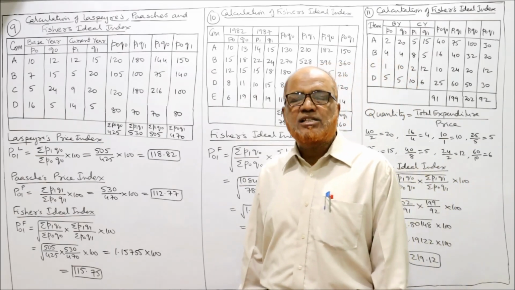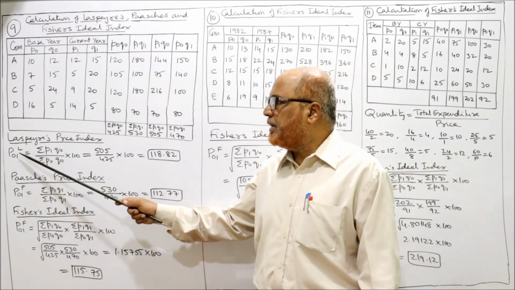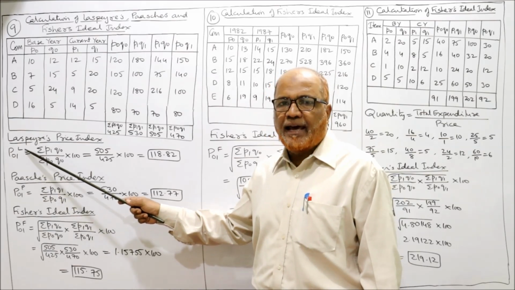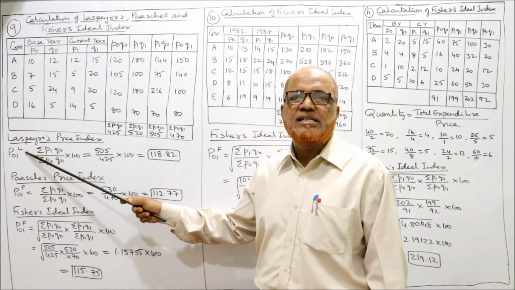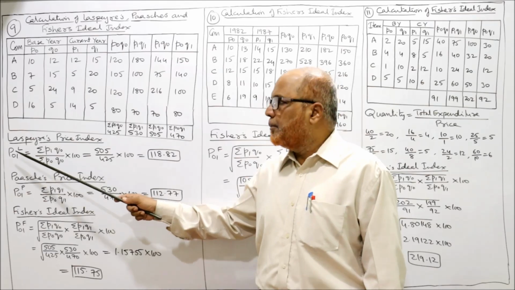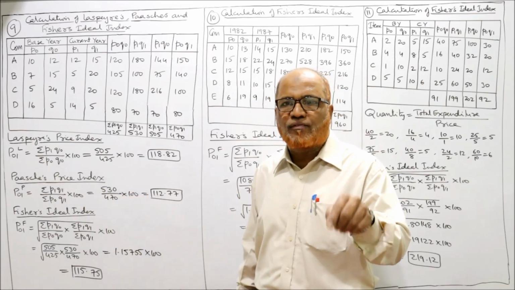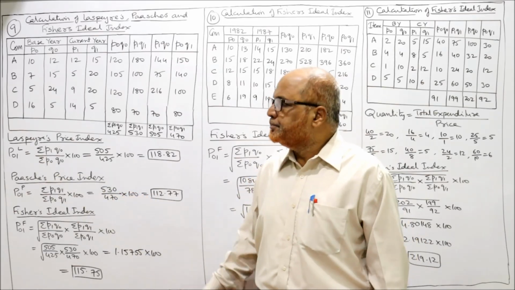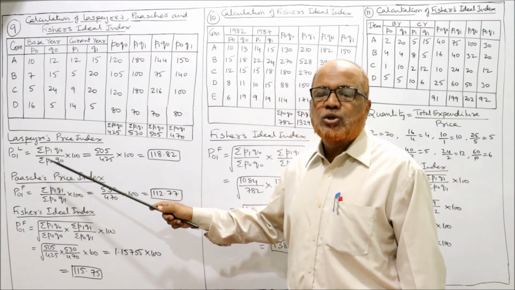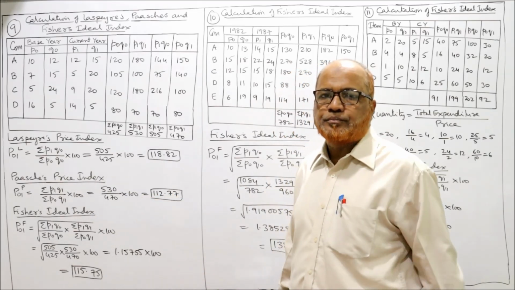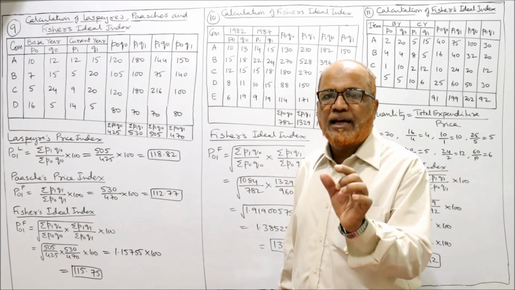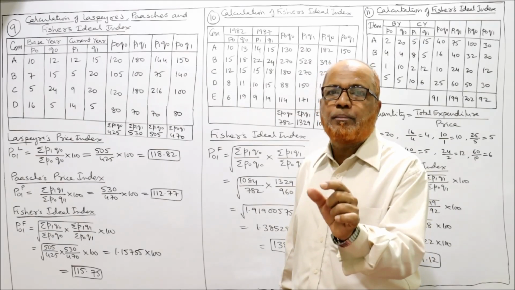Now first we apply the formula for Laspeyres' price index. Laspeyres' price index will be represented as P01L. L I am writing to represent that it is the price index for Laspeyres. P01 stands for price index of current year compared to base year. Now it is equal to, first of all you should write summation P1 by P0. In every problem we take the index of the current year price.